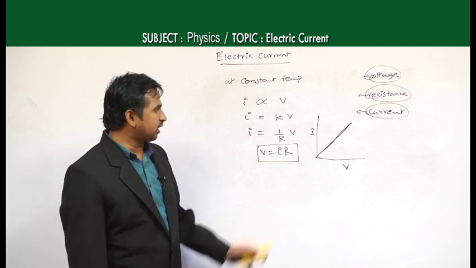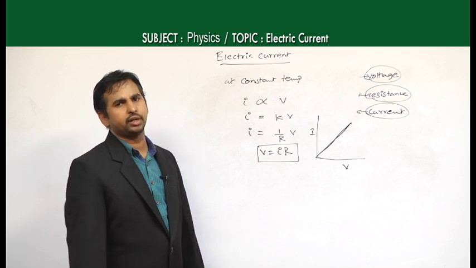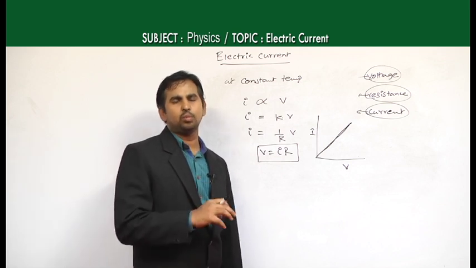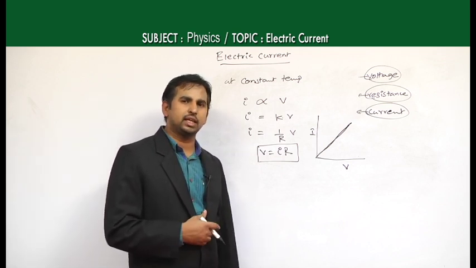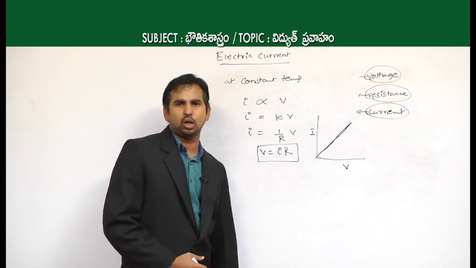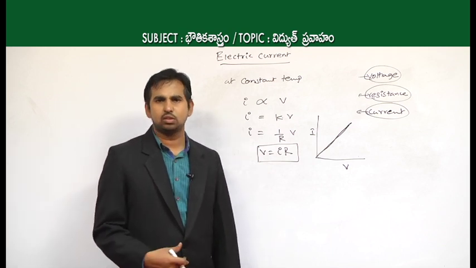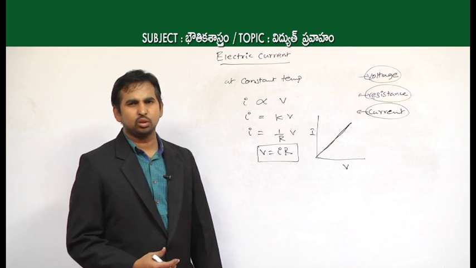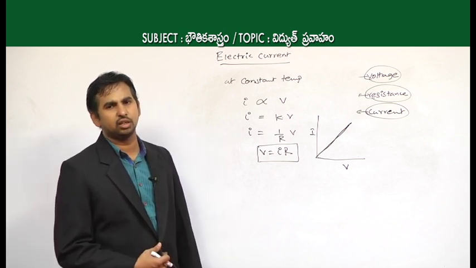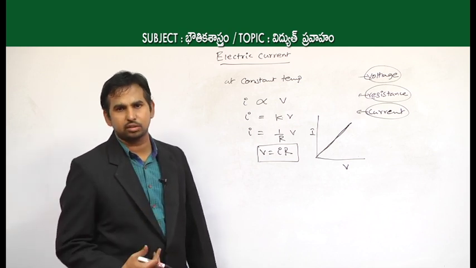This is for the case of Ohm's law, and only for ohmic conductors. Ohmic conductors are the conductors for which Ohm's law is valid. If it is a non-ohmic conductor, it does not obey Ohm's law. For example, LED bulbs, semiconductor devices, or cases with varying temperature.